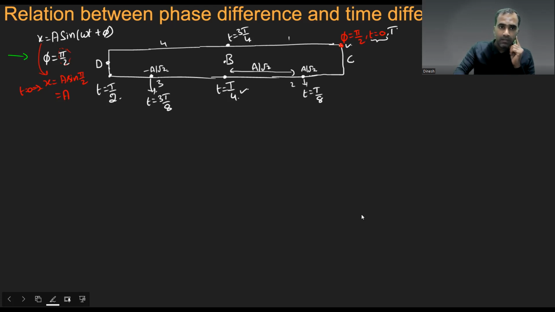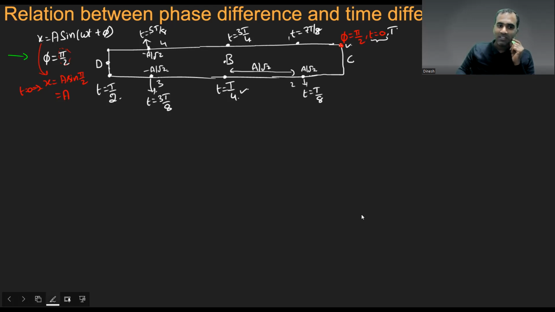3T by 8. Again to the same point, the minus A by root 2 point, while returning from the extreme position, how much is the time taken? Who will tell me? 5T by 8. Very good. See, till here it is T by 2 seconds, and from here to here, another T by 8 seconds. 7T by 8. Very good.